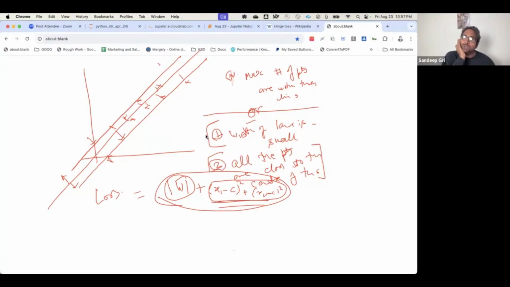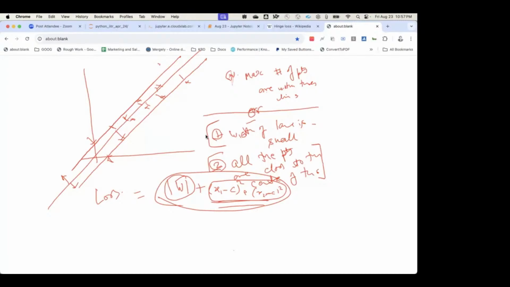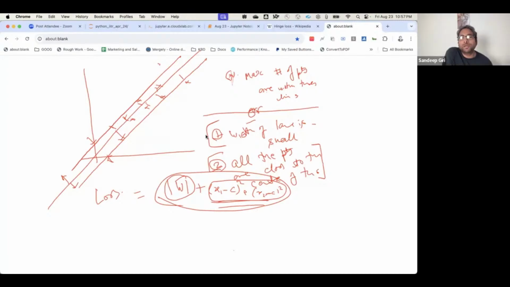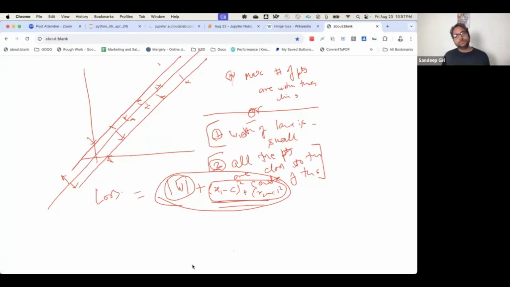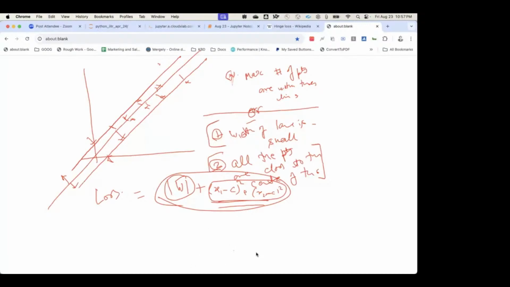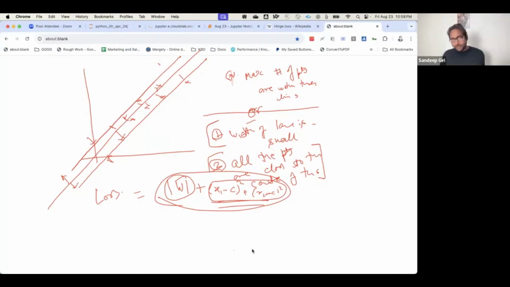Basically, here there are two objectives. One is the lane should be smallest, and the minimum number of points should be outside this lane. That's all we are trying to minimize. Even if we were to draw a single line, the objective remains the same, right? That we want to have the points as close as possible to the central line. Correct. So these are different ways of looking at it.